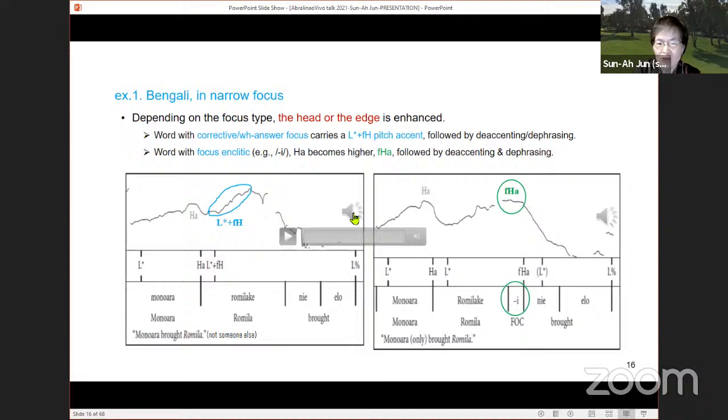So let me play both sentences. Monwara Romila ke niyelo. Versus Monwara Romila ke niyelo. So Romila ki means only brought Romila. This one, with the accent at the beginning of the word, means not someone else, but I brought Romila.